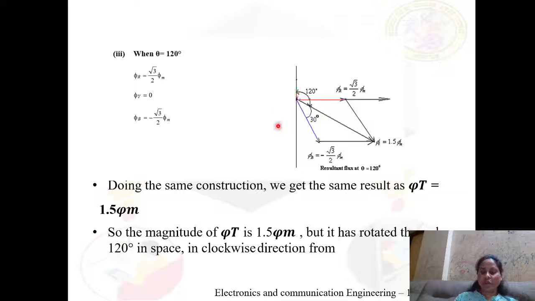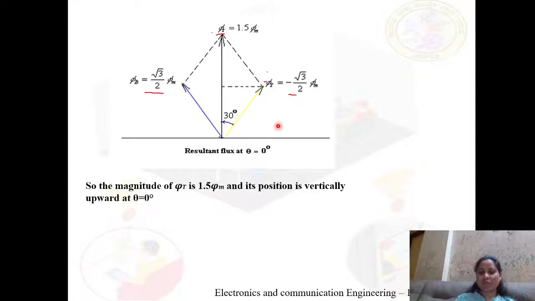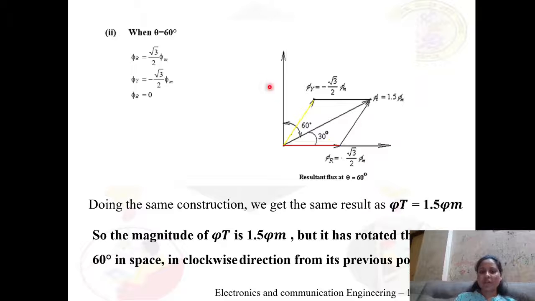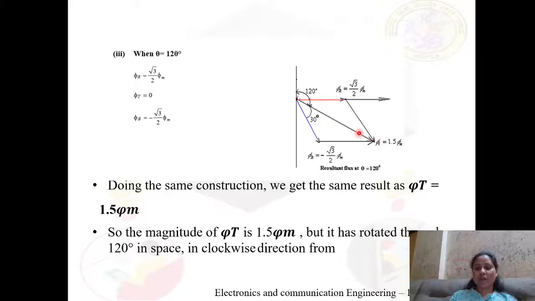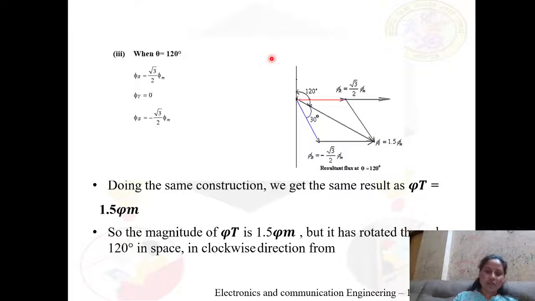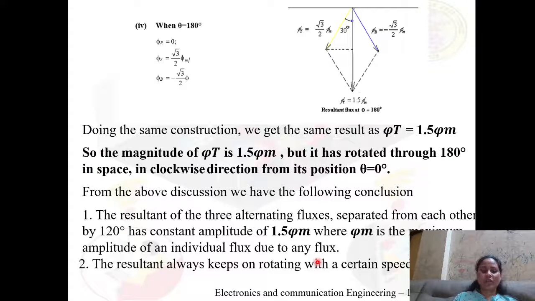What we can observe from these diagrams is, first vertically upward, then it is tilted to the right side, and then further tilted in downward direction. So the magnitude of the flux produced is the same, but it is rotated in space by an angle of 60 degree in a clockwise direction. It has rotated through 60, or you can say 120 degree, in space in a clockwise direction.